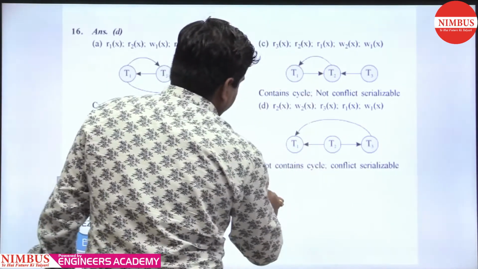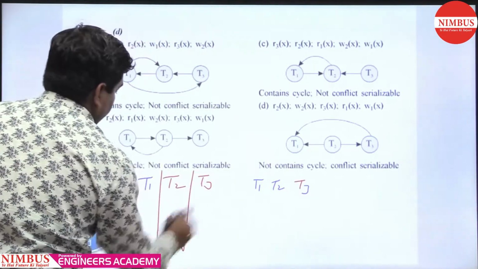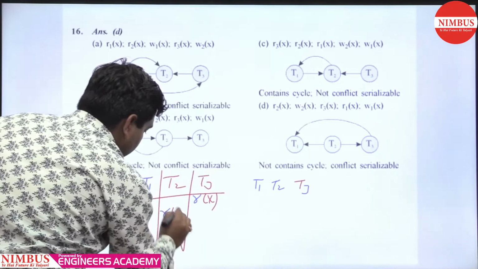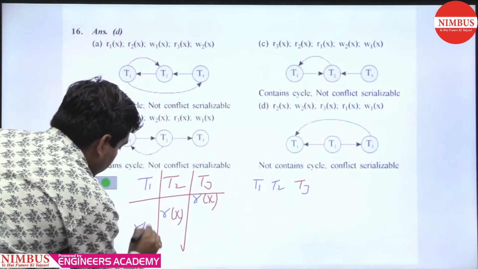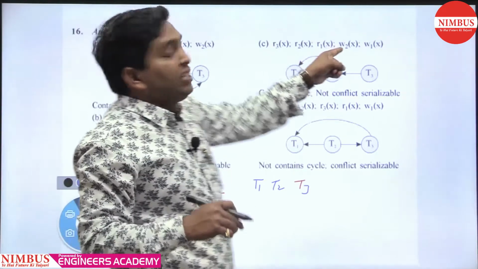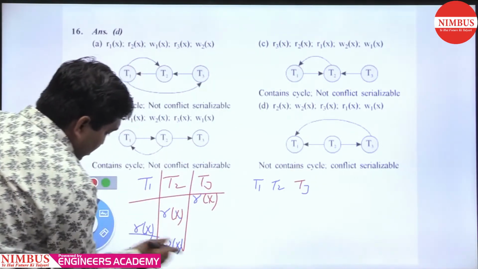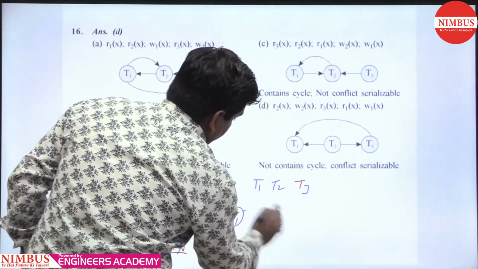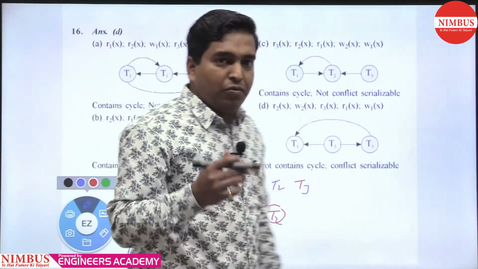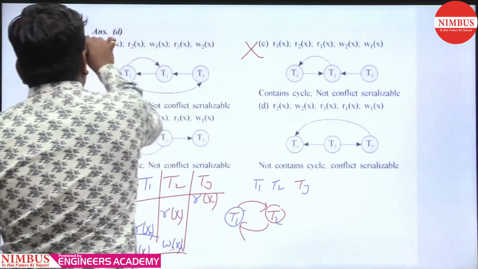Then we check option C. Here you can make the graph for C. First one is R3X, meaning transaction number 3 reads X, then R2X, then R1X, then W2X, meaning in transaction number 2 you perform the write X, and W1X. Then you can clearly see there is a cycle between T1 and T2, because read X, write X, write X and write X are the conflict instructions, and make a graph from T1 to T2 and T2 to T1. So it is a cycle, so it is not conflict serializable.